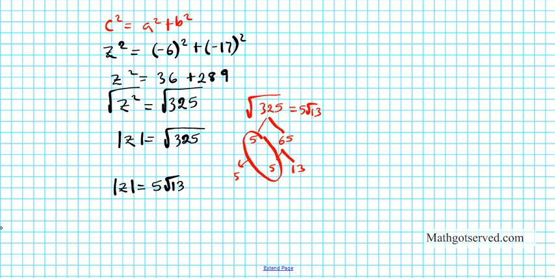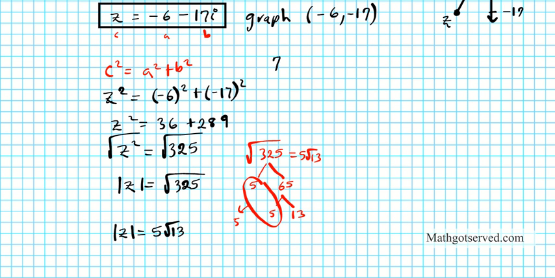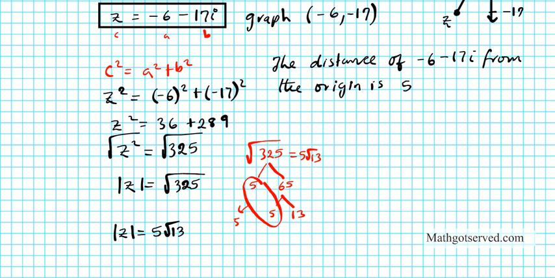So what on earth does this mean? This means that the distance of our product, the distance of negative 6 minus 17i from the origin, is 5 root 13. Okay? So that's basically how you do it. And this piece right here, that's your distance from the origin.